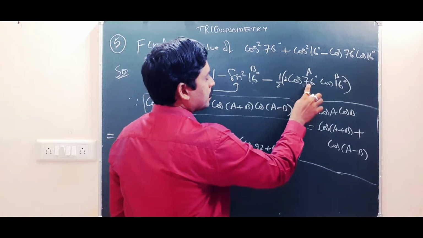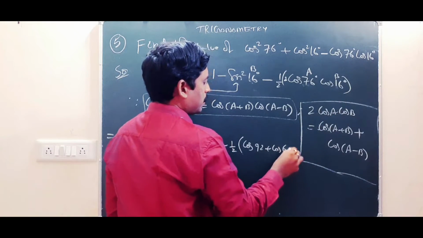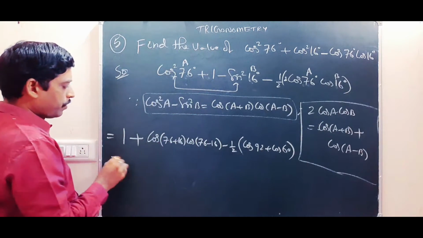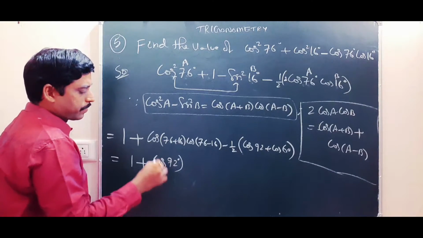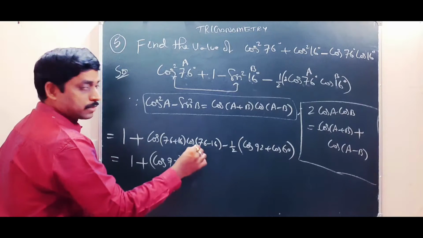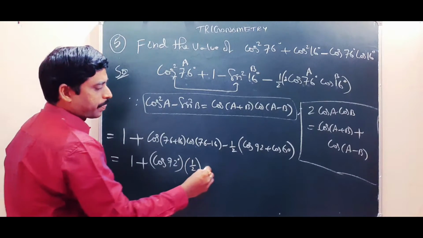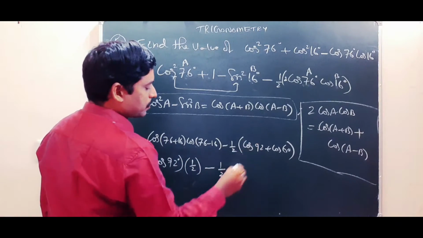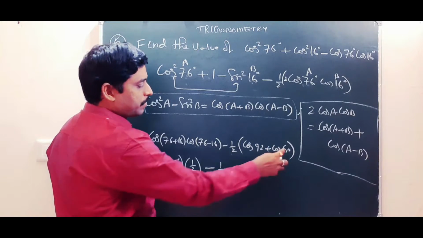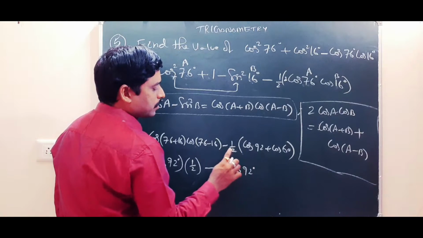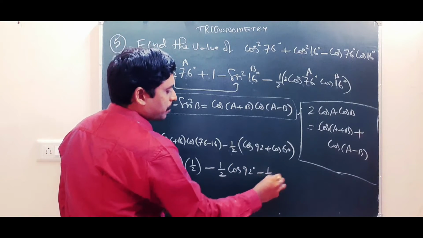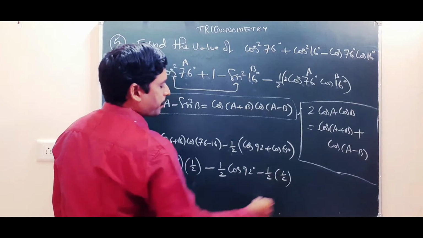Cos(A minus B), 76 minus 16, 60 degrees. It will be 1 plus cos 92 degrees times cos 60 degrees. Cos 60 value is 1 by 2. Minus 1 by 2 times cos 92 degrees. So minus 1 by 2 times cos 60, value 1 by 2.